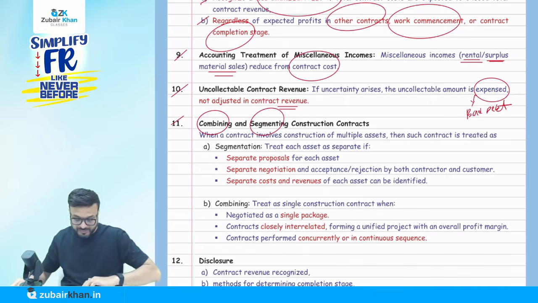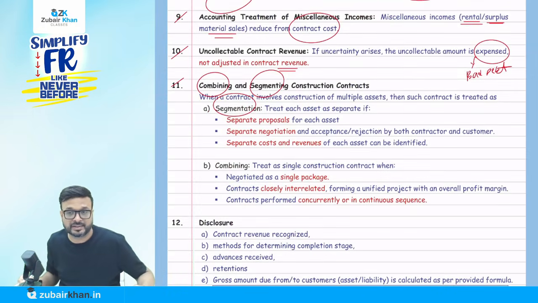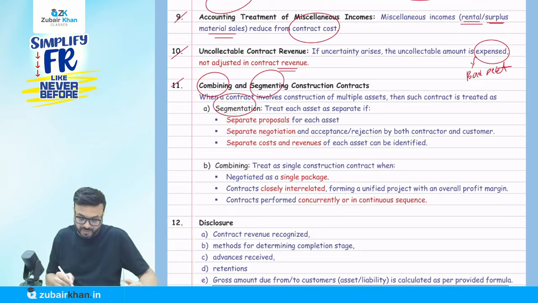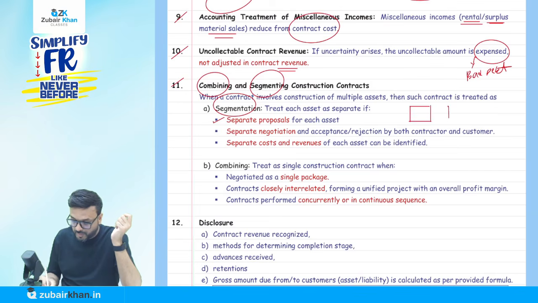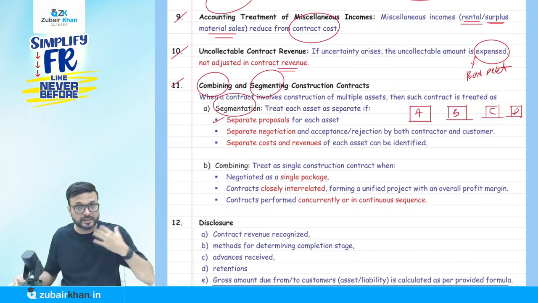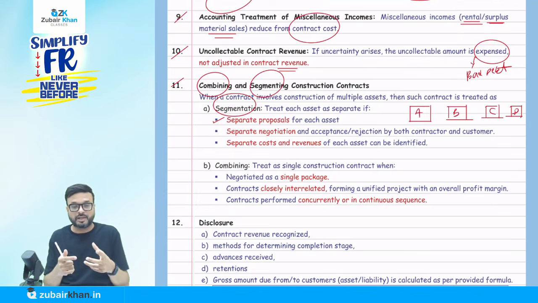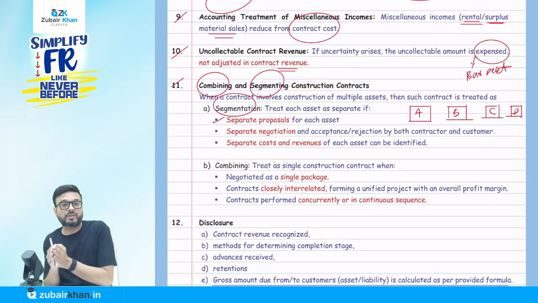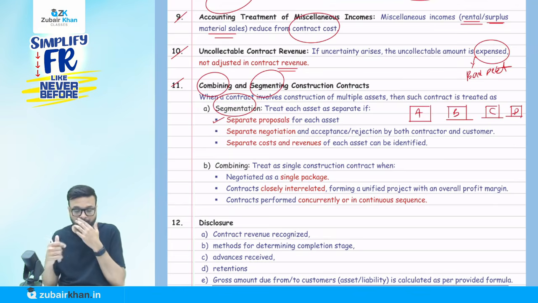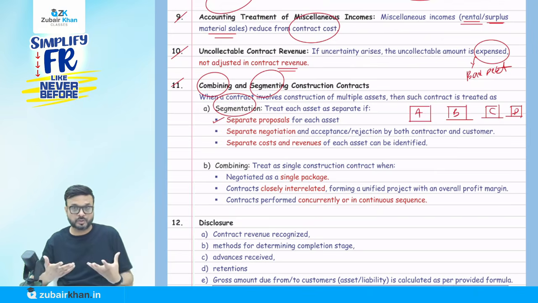Let's start. When it comes to segmentation, that means different contracts. If these 3 conditions are satisfied, we call them different contracts. First is a separate proposal. For example, I got a contract from Indian Oil Company to do the construction of petrol pumps. Let's say there are 4 petrol pumps: A, B, C, D. What does it mean? I am giving a separate proposal for each contract. Even though Indian Oil Company made the offer for the construction of these 4 petrol pumps, I have given 4 different proposals, one for each of them.